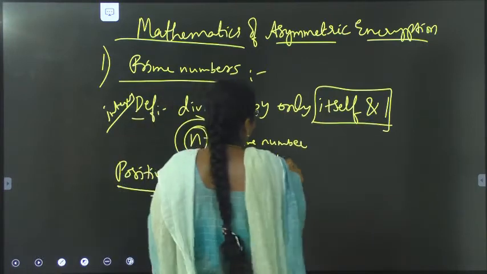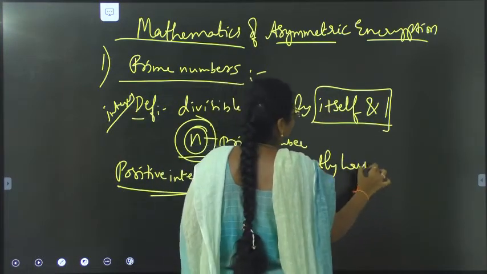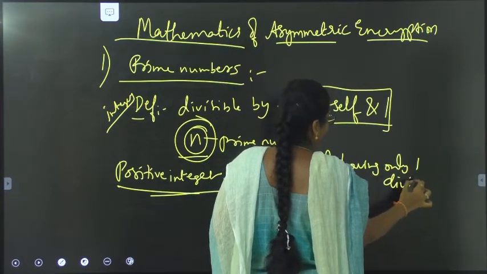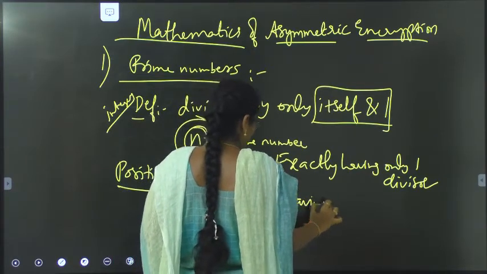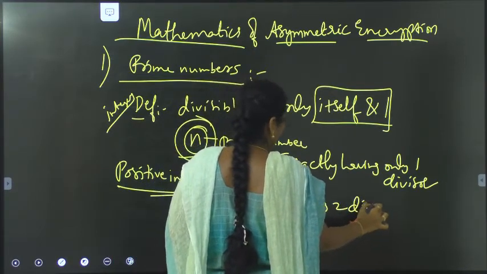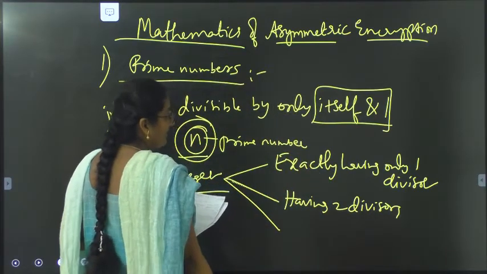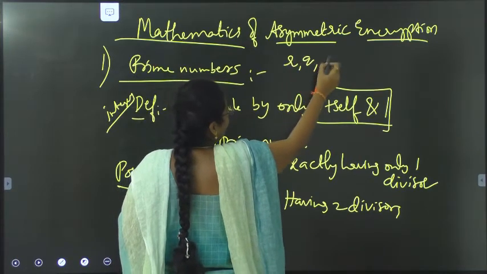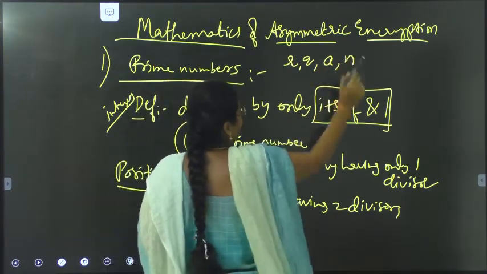First one is having only 1 divisor. Second one is having 2 divisors. You already know what is divisor, dividend, remainder and quotient, and what is the integer, quotient, remainder and dividend.